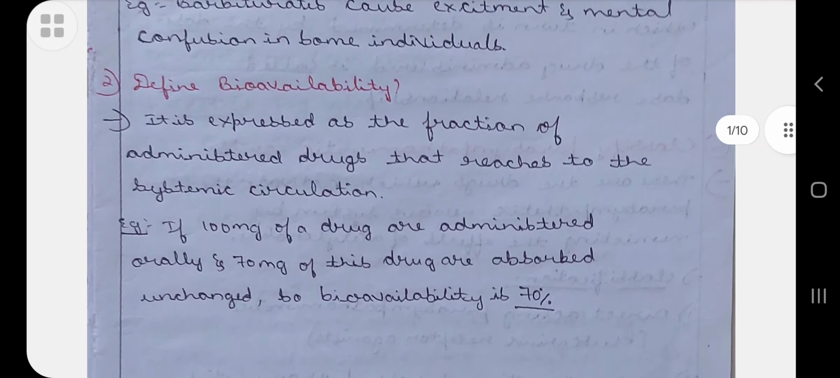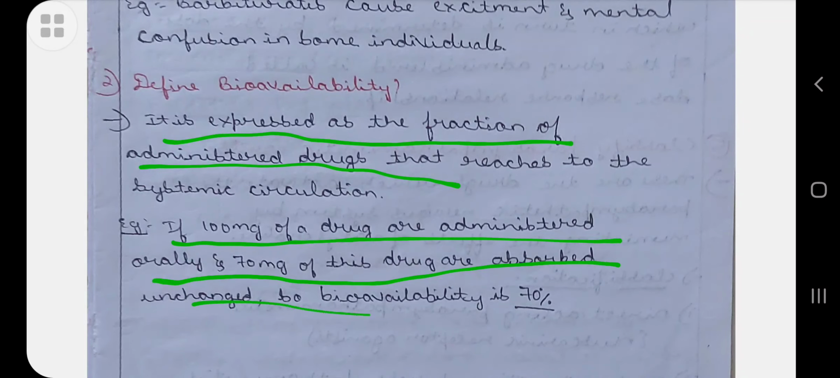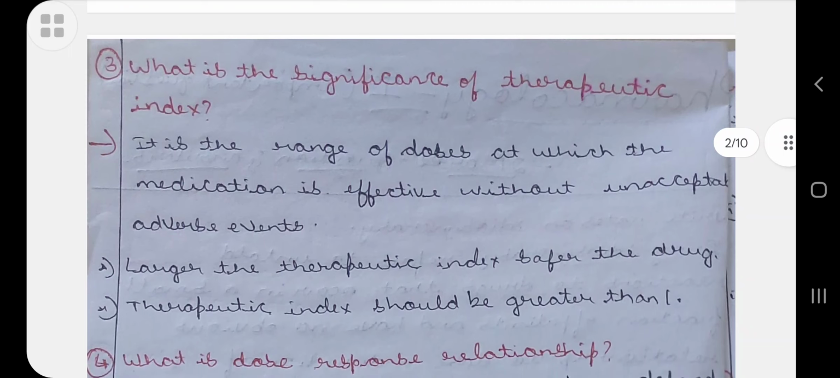Define bioavailability. Bioavailability means the drug availability. It is expressed as the fraction of administered drug that reaches the systemic circulation. For example, if 100 mg of the drug is administered orally and 70 mg of the drug is absorbed unchanged, that is known as bioavailability, meaning 70% bioavailability.